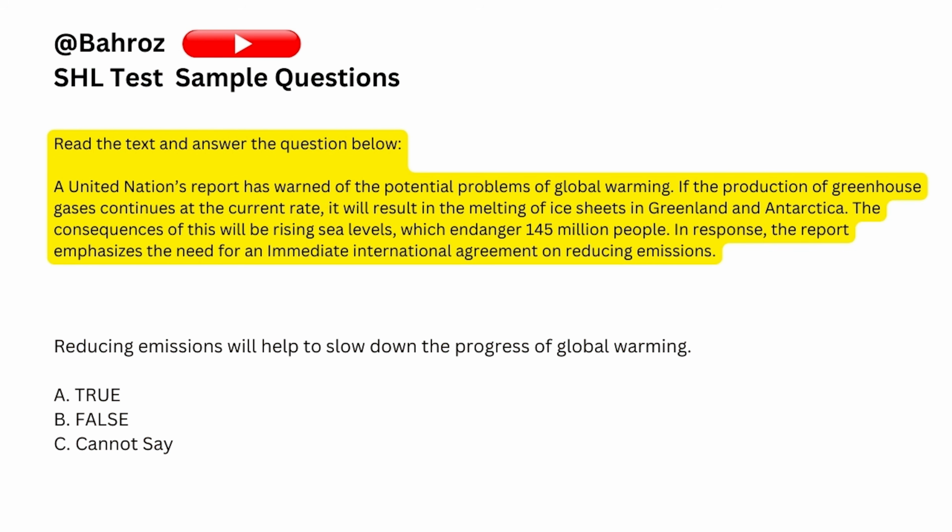Question 1. Read the text and answer the question below. A United Nations report has warned of the potential problems of global warming. If the production of greenhouse gases continues at the current rate, it will result in the melting of ice sheets in Greenland and Antarctica. The consequences of this will be rising sea levels, which endanger 145 million people. In response, the report emphasizes the need for an immediate international agreement on reducing emissions. Statement: reducing emissions will help to slow down the progress of global warming.